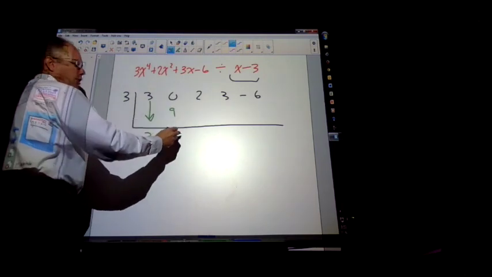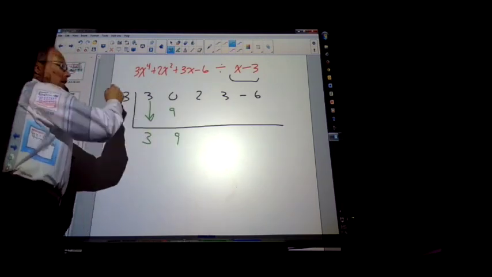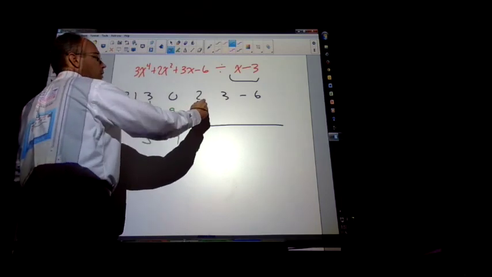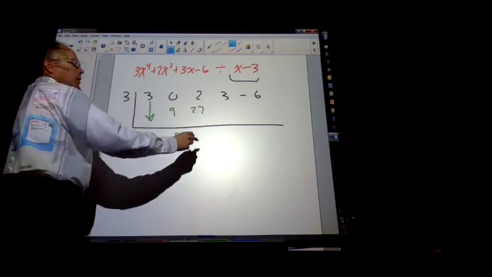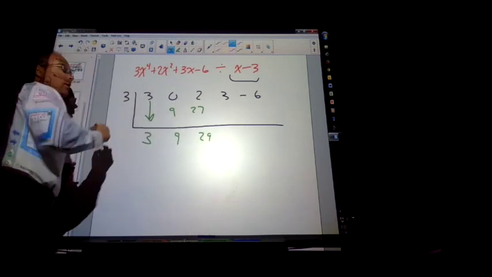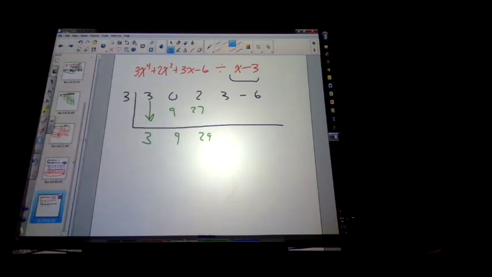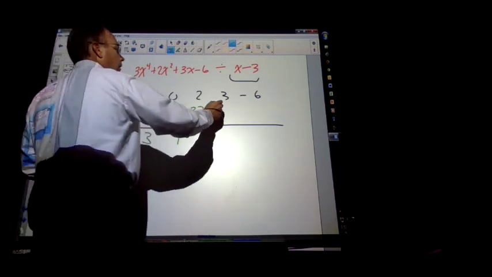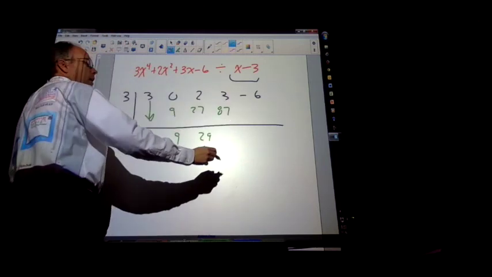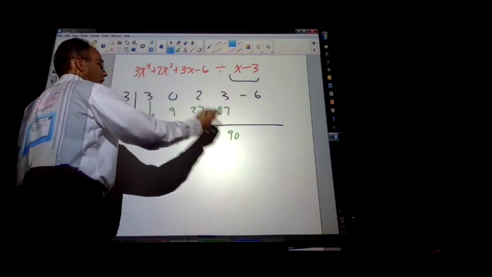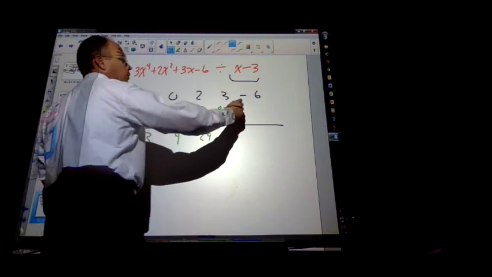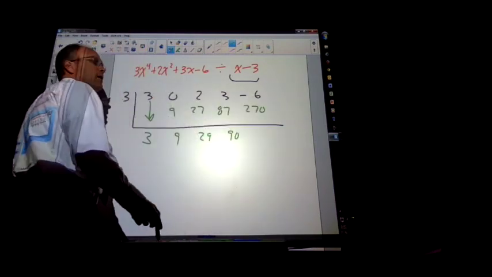Add 0 and 9 together, you get? 9 times 3 is? Add those together, you get? 3 times 29? 87, thank you. Add those together, I get? 90 times 3 is? 270. Add those together, you get?